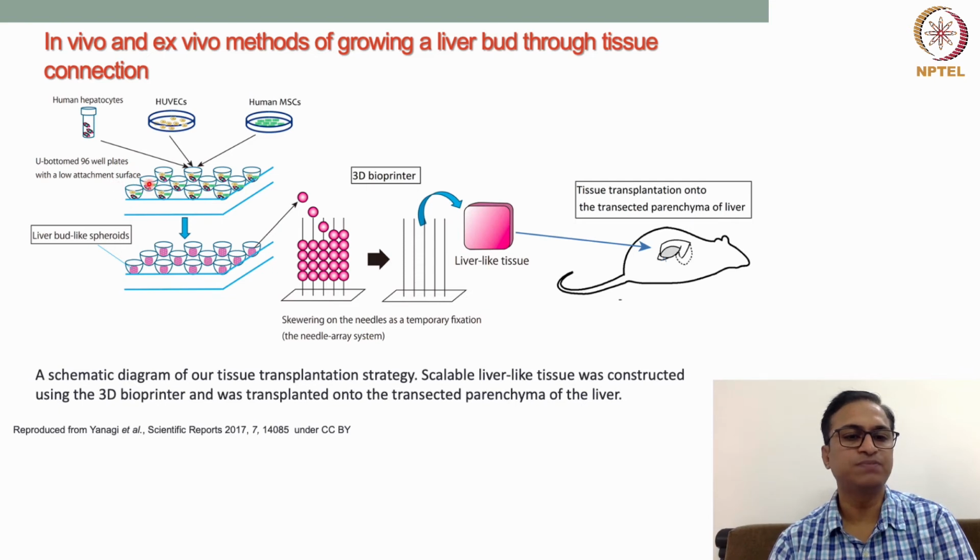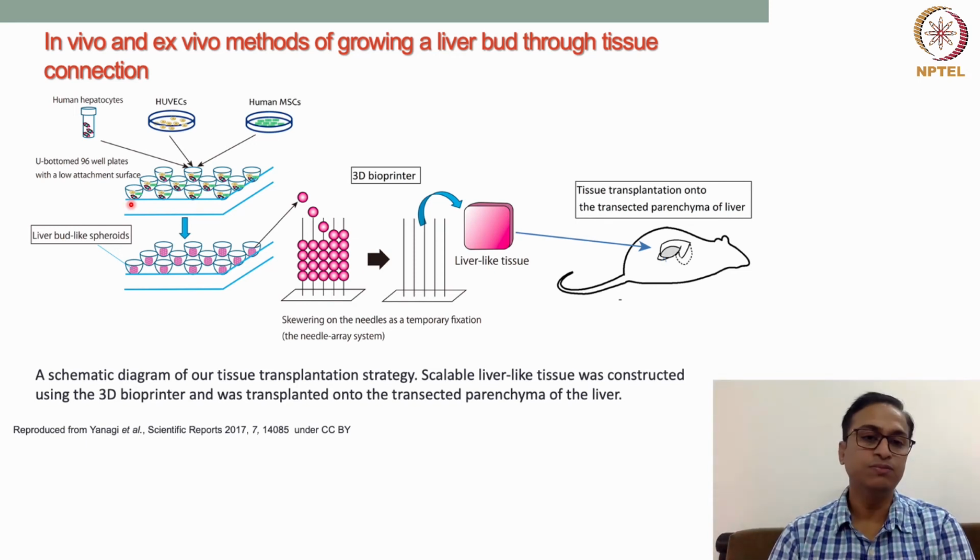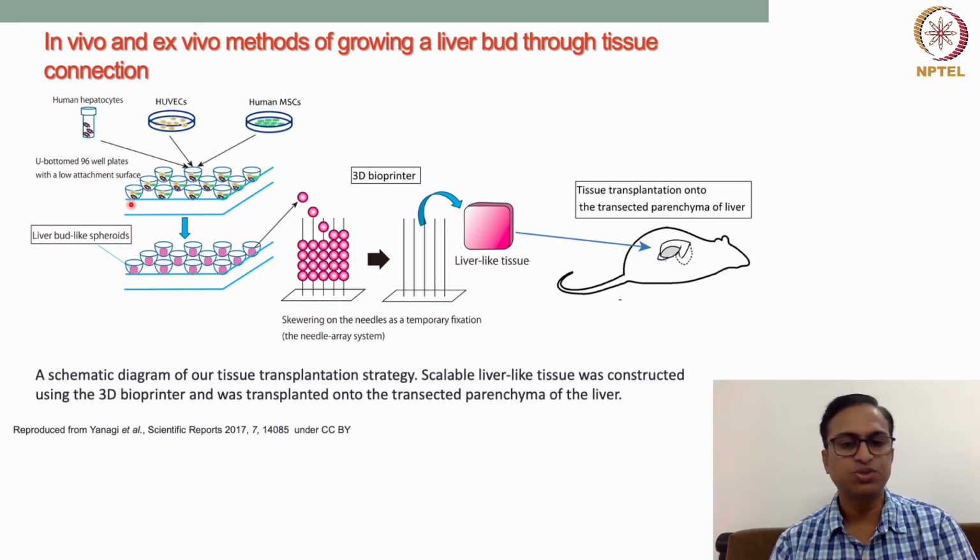Suppose this U-bottom 96 well plate has very low attachment surface area. So cells generally don't attach to the plate; rather, the cells start assembling with each other, and then they form spheroids, or in this case they call them liver bud like spheroids, right? So by combining these three cells together in a U-bottom plate, they come up with these liver bud like structures.